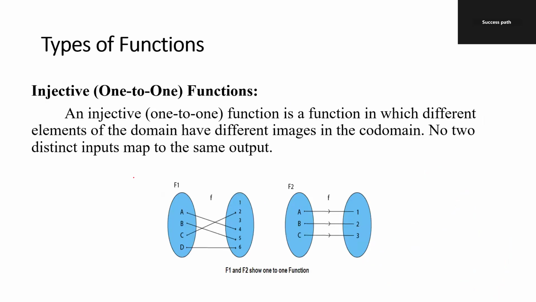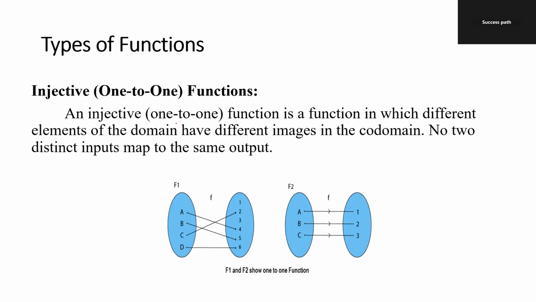Sorry, types of functions. Here we have three types of functions: injective, surjective, and bijective. Injective means one to one function, surjective means onto function, and bijective means one to one onto, which we are going to see next. Simply, we have to know what injective and bijective are. They will ask you in the match the following questions. Till now we have got match the following questions, but theoretically we need this actually.